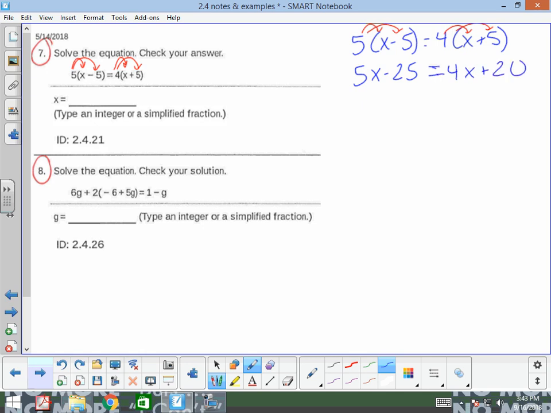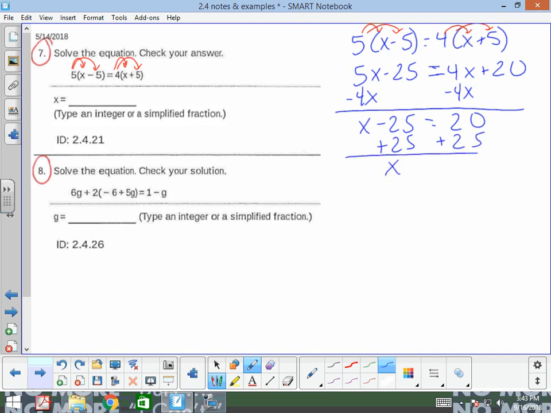Now we're going to use the rule that we just started learning, and we're going to move the smaller variable term, which is 4x. So in order to move it, you have to do the opposite, the inverse operation. So we have x minus 25 equals 20. Now we go to the variable side and add 25. So this answer is 45. And notice they already have x equals, so all you have to do is type the number. All right, number 8.